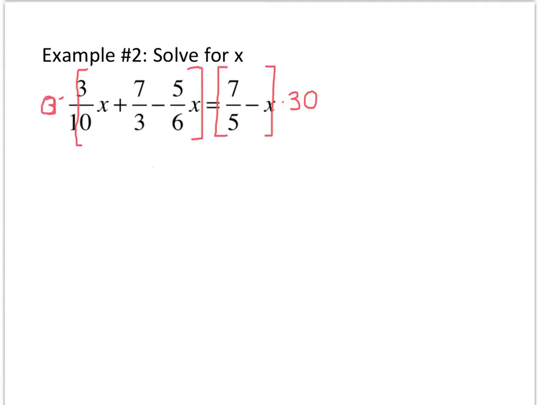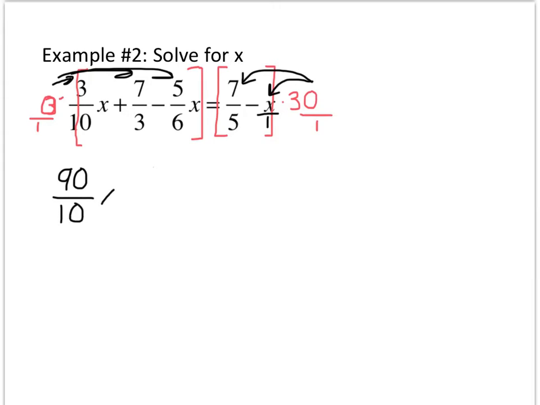Okay, so remember, we do have to distribute through. So I'm going to multiply 30 through to all 3 terms on the left and to both terms on the right. And again, don't forget that x is technically over 1, and these 30s even are technically over 1. So really all we're doing is multiplying the numerators. So multiplying through, 30 times 3, that gives me 90 over 10 times x.